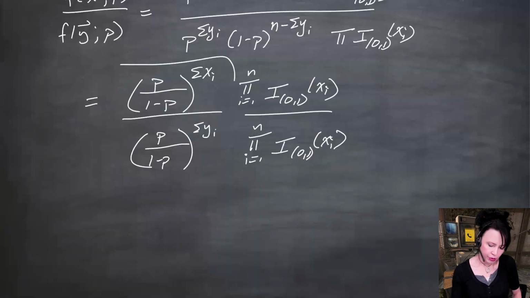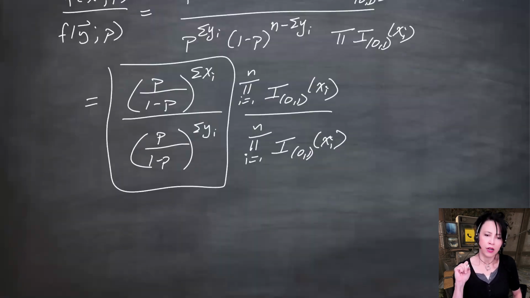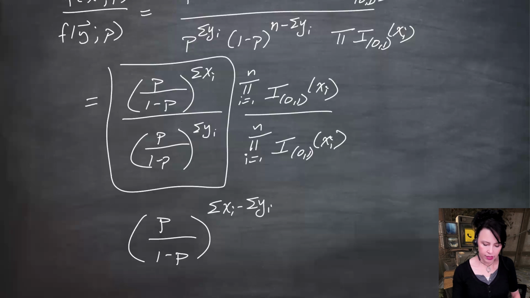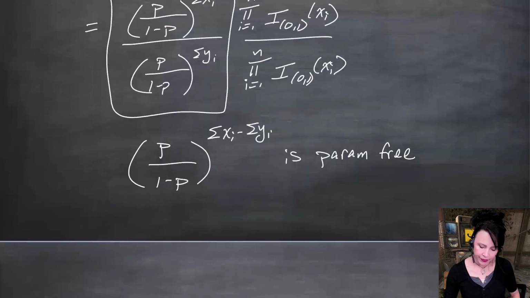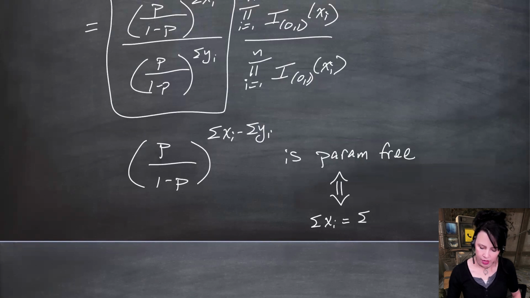So maybe you want to rewrite this as p times 1 minus p raised to the sum of the x's minus the sum of the y's. You know what? I'm going to do it. And then the indicator stuff. So this needs to be parameter free. The parameter is p. And so in this form, you can see that this is parameter free if that disappears if and only if the sum of the x's is equal to the sum of the y's.